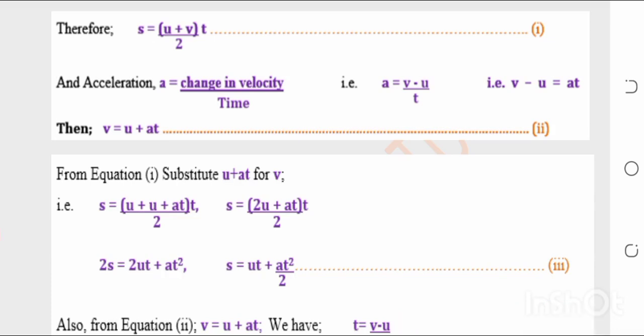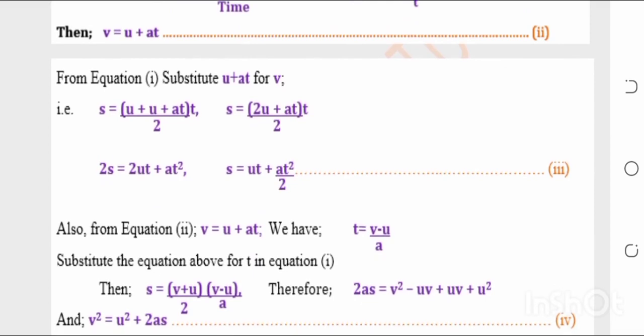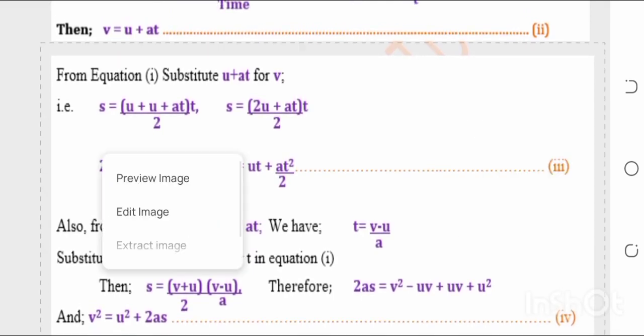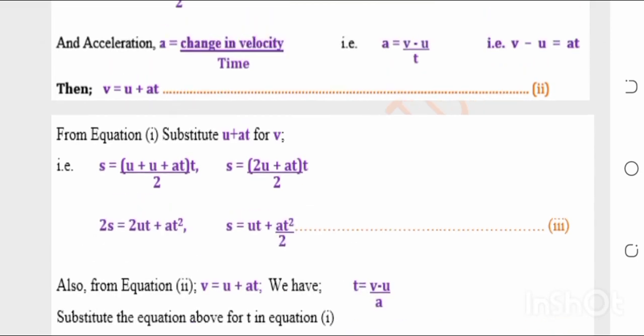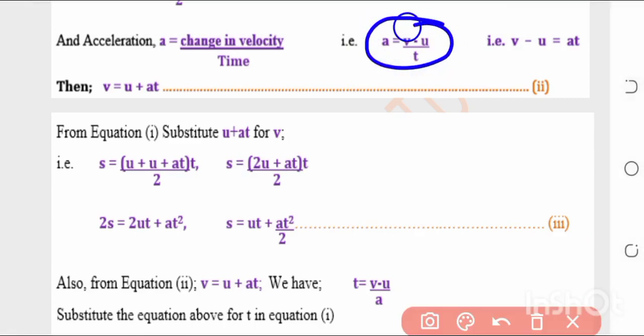Okay, now let's look for the fourth one. From what we can see on the screen here, let me adjust it very well. From this equation as well, we can make t the subject of the formula, and that is what we did here. That makes us have t equal to v minus u over a.